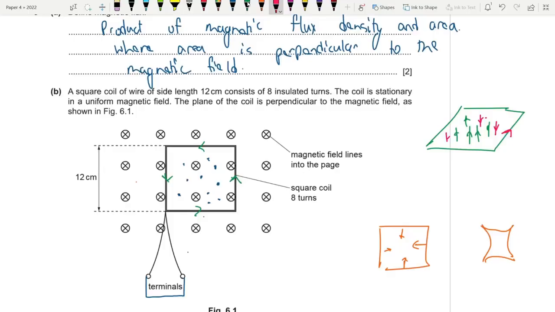What happens? Sorry, they go into the page, right? My bad. The given field is going into the plane. So our field must come out of the plane. So if you point your right thumb in this direction, you'll see that the field lines are coming outside like this. Doesn't that make sense? Coming outside from here, it's opposing it.